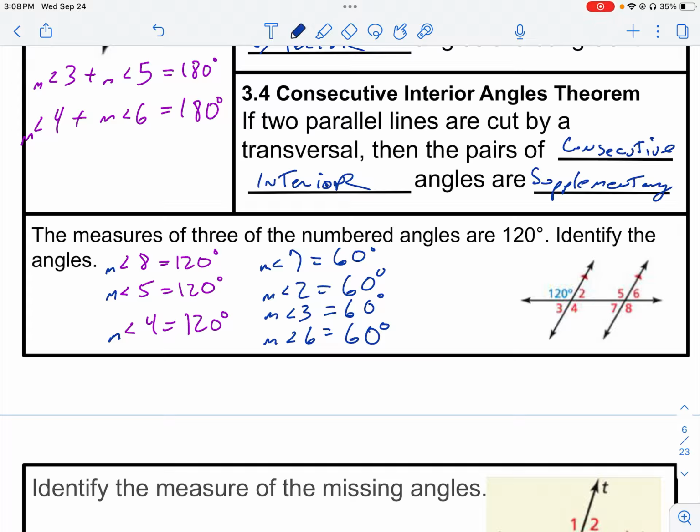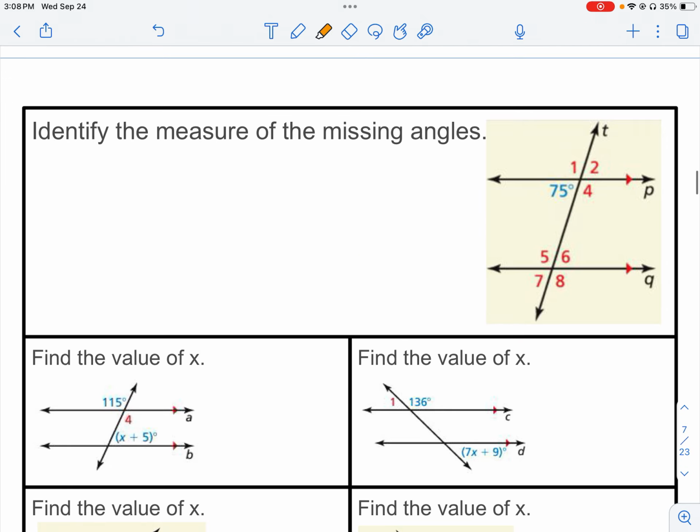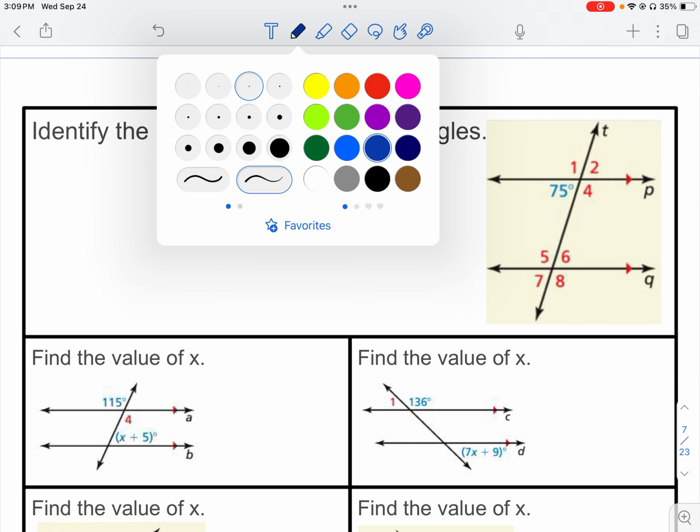Or we could have done our linear pair with 1 and 2, 7 and 8, 3 and 4, 5 and 6, and we would have gotten the same results. All are legal, so we could use whatever method is easiest for us. So let's identify the measure of all our missing angles.